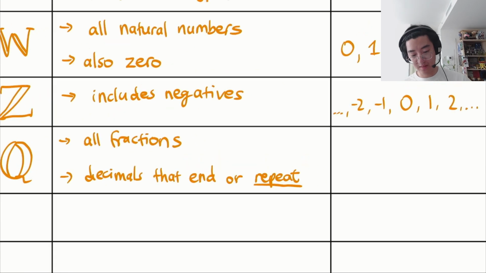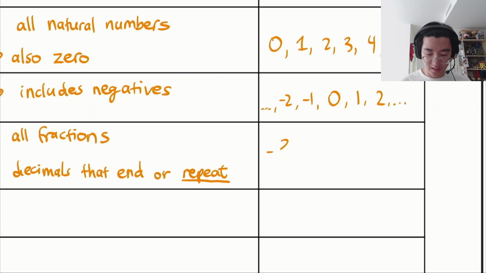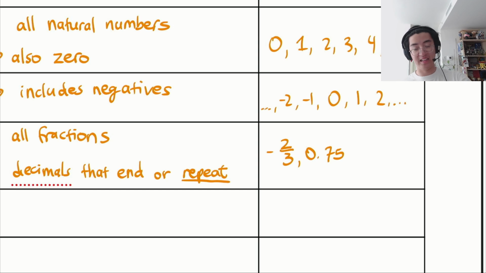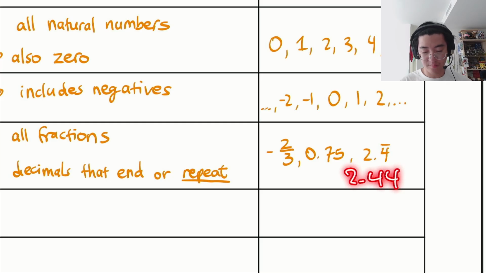So what does that mean? For example, we have -2/3 here. It's a fraction, so it's rational. We also have 0.75. It's a decimal, but it ends. It's just 0.75, done. And we also have things like 2.4 with a bar, or repeated. The repeating line just means that this 4 repeats forever. And that is also considered rational.